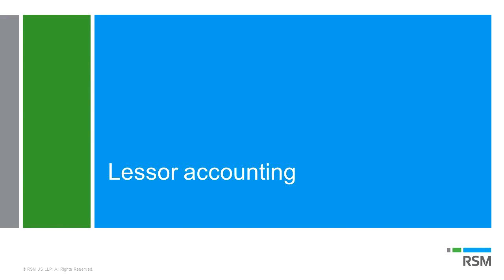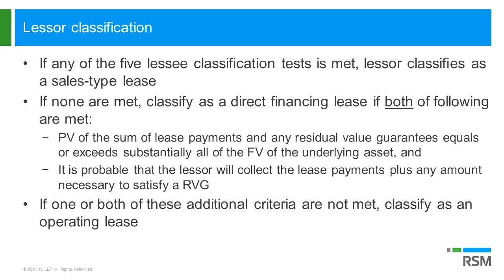As it relates to the lessor, the first step on a contract that's been defined as a lease is to go back to the lessee classification of whether the lessee should record that lease as a finance lease.